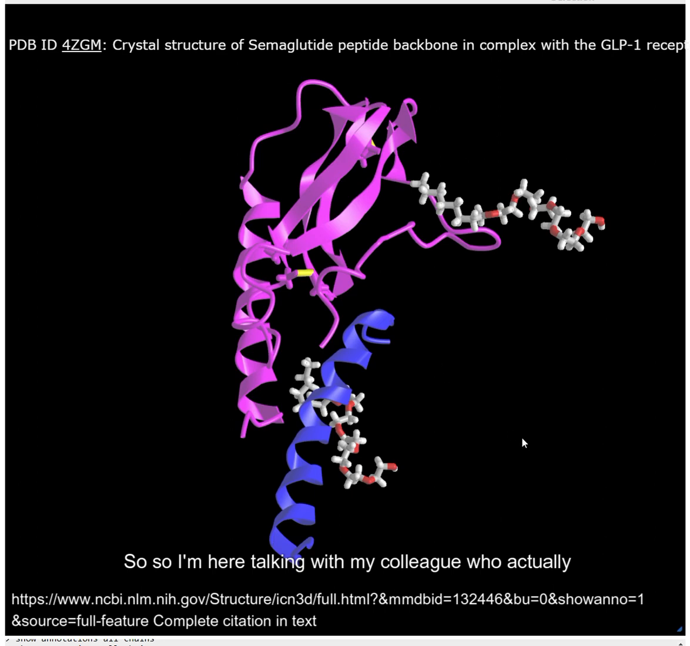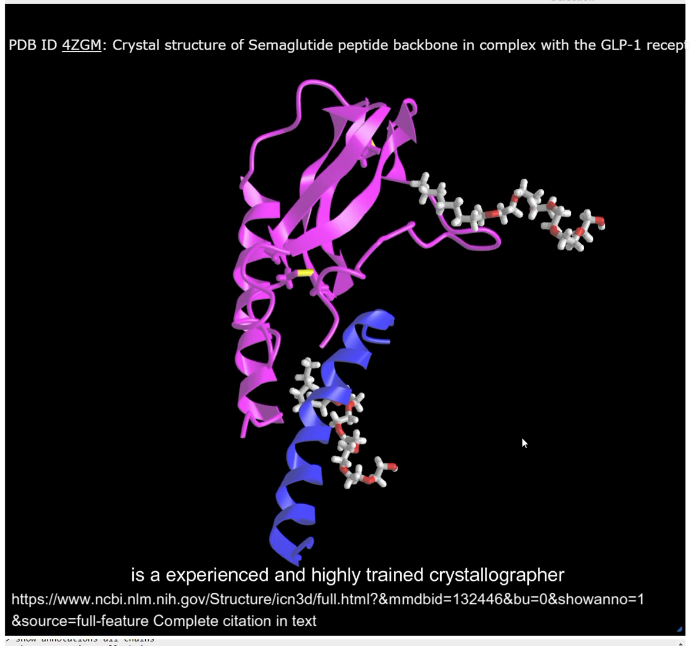So I'm here talking with my colleague, who actually is an experienced and highly trained crystallographer from Johns Hopkins, who has done a great deal of crystallography, and I've asked him to take a look at this structure with me to help explain the more nuanced things, which I, as just your average biophysicist, don't know.